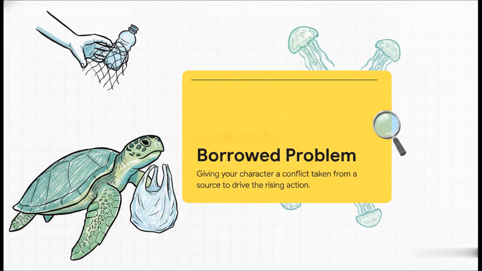The second method is the borrowed problem. This is where students take a conflict directly from the source text to drive their rising action. Say they read the true story of Marina the sea turtle, who accidentally swallowed a plastic bag because it looked like a jellyfish. A student can borrow that exact scenario and have their own fictional character encounter an animal trapped by plastic on the beach.